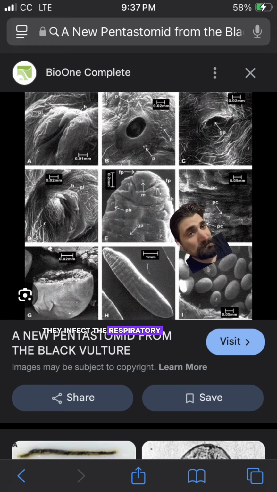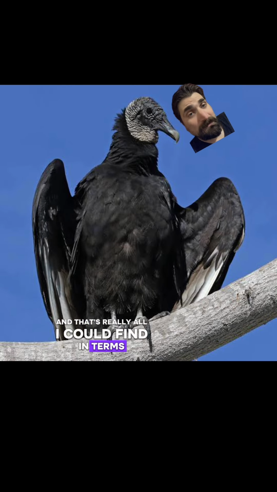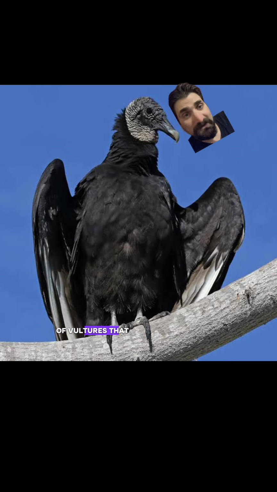They infect the respiratory tract of mainly reptiles, but also a few birds, such as the black vulture. They have specialized hooks that will clamp onto the trachea of their host, where they will feed on blood and sometimes mucus. And that's really all I could find in terms of internal parasites of vultures that live in the United States.